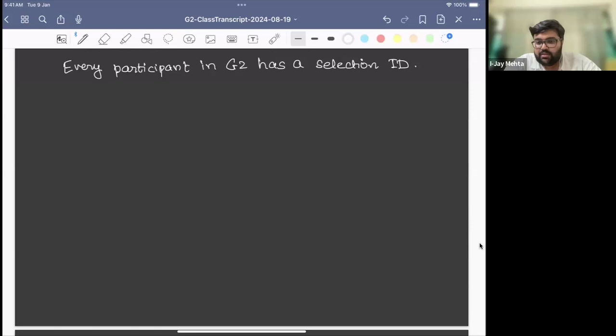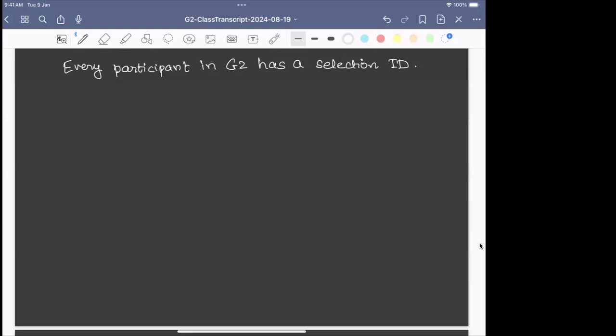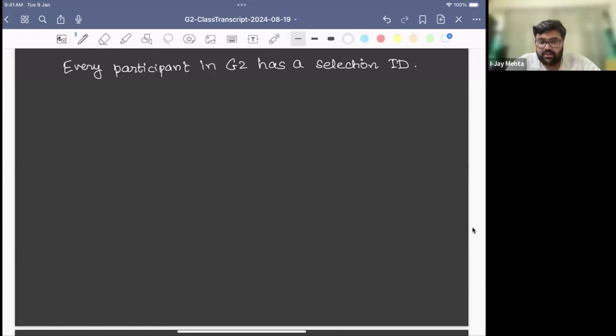So do you think the statement is true or false? You want to change your answer? It is false, right? Everybody does not have a selection ID. I do not have a selection ID. How can it be true?